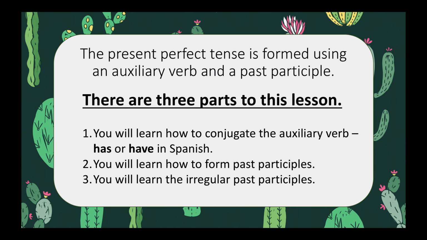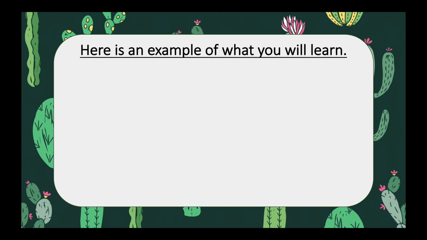There are 3 parts to this lesson. 1. You will learn how to conjugate the auxiliary verb or helping verb, has or have in Spanish. 2. You will learn how to form past participles. And 3. You will learn the irregular past participles. Here's an example of what you will learn. I have eaten.